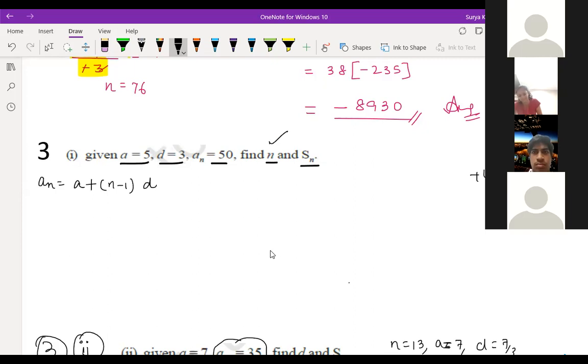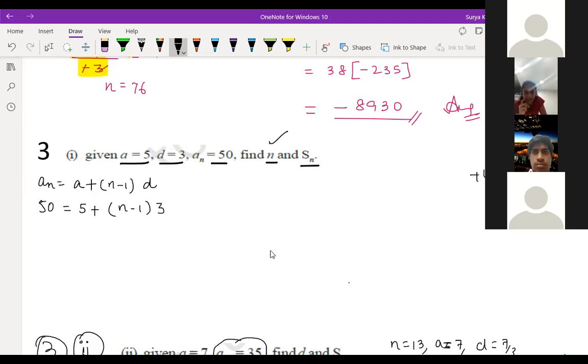Chanchal, what should I write? You just dictate me what I should write here. I just keep on writing here. Sir, 50. 50 is equals to 5 plus n minus 1 into 3. Right? Yes, sir.